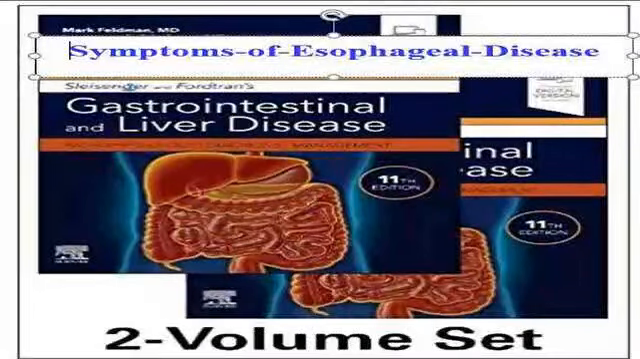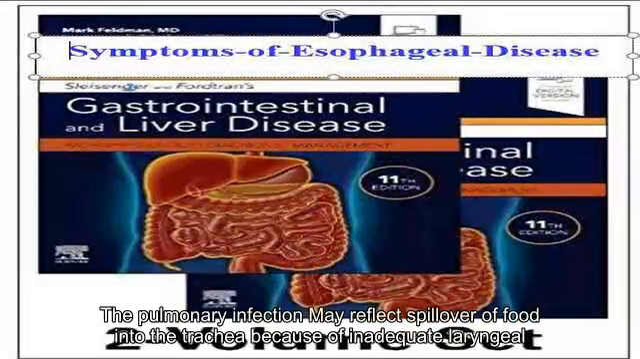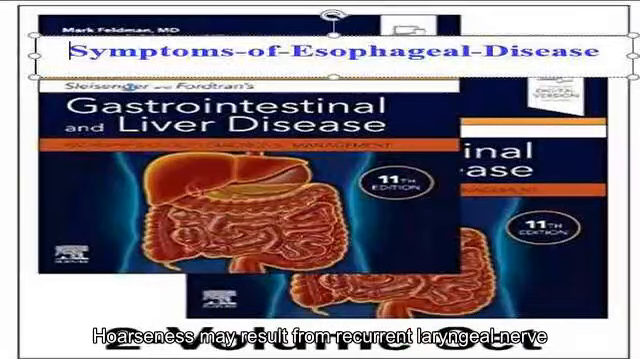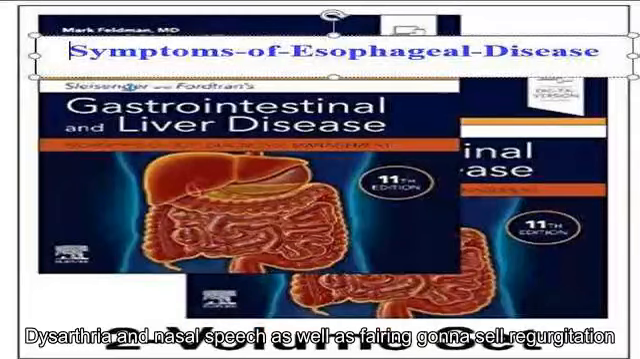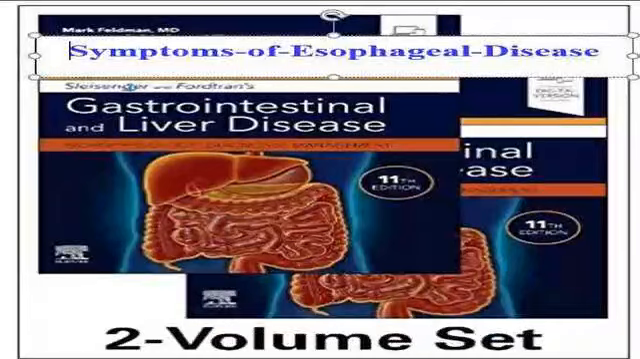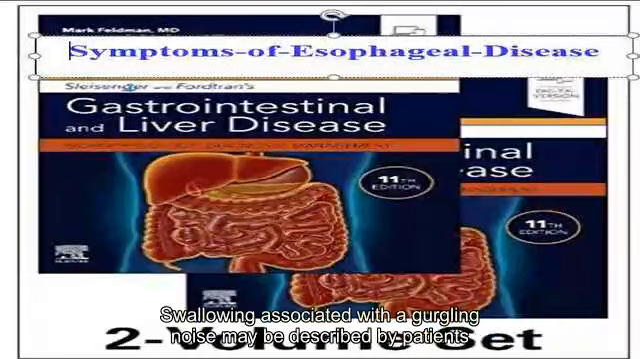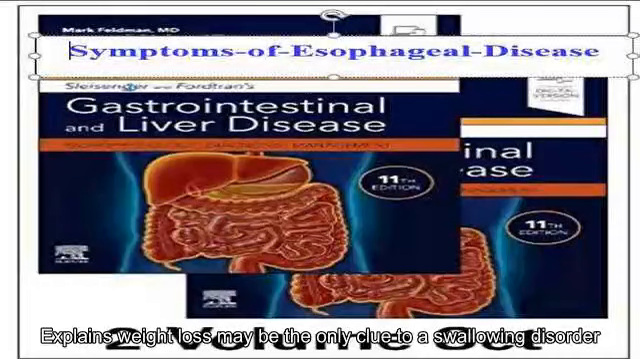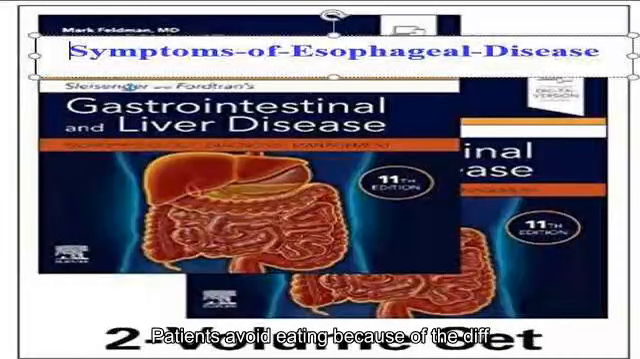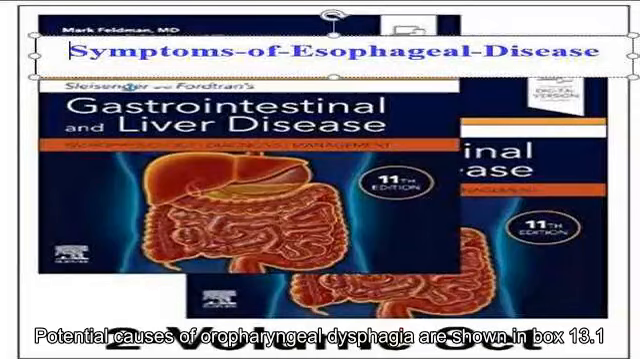Recurrent bouts of pulmonary infection may reflect spillover of food into the trachea because of inadequate laryngeal protection. Hoarseness may result from recurrent laryngeal nerve dysfunction or intrinsic muscular disease, both of which cause ineffective vocal cord movement. Weakness of the soft palate or pharyngeal constrictors causes dysarthria and nasal speech as well as pharyngonasal regurgitation. Swallowing associated with a gurgling noise may be described by patients with Zenker diverticulum. Finally, unexplained weight loss may be the only clue to a swallowing disorder. Patients avoid eating because of the difficulties encountered. Potential causes of oropharyngeal dysphagia are shown in box 13.1.